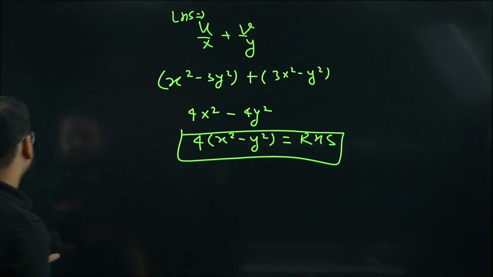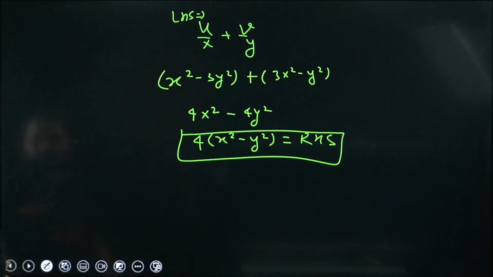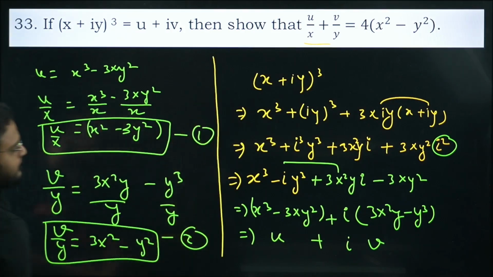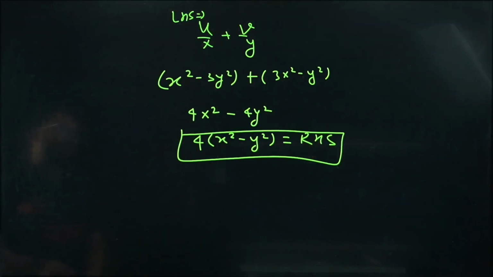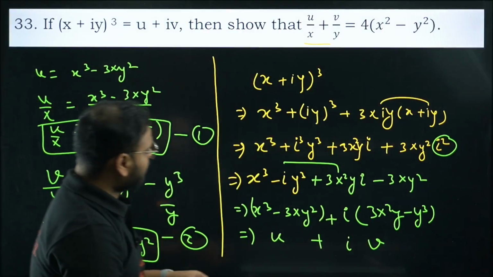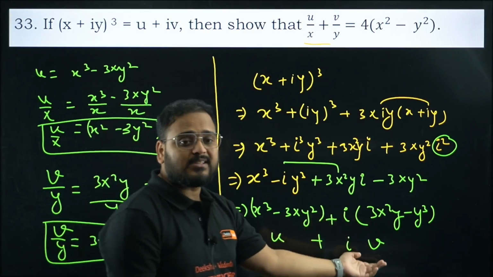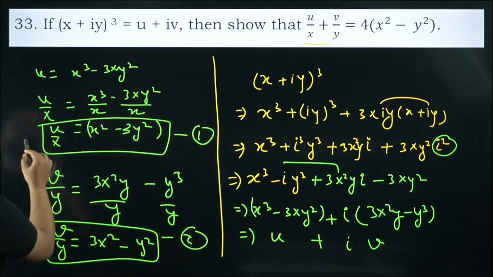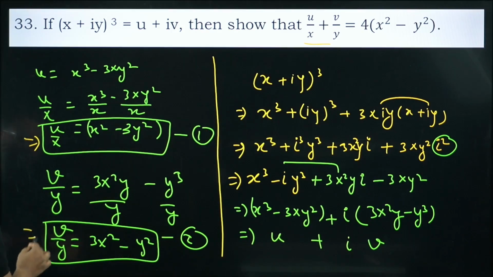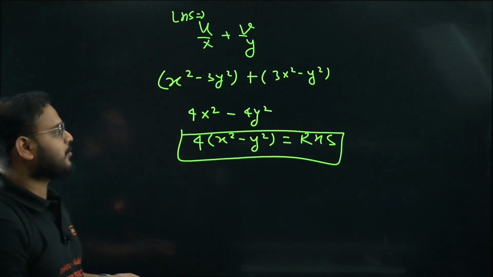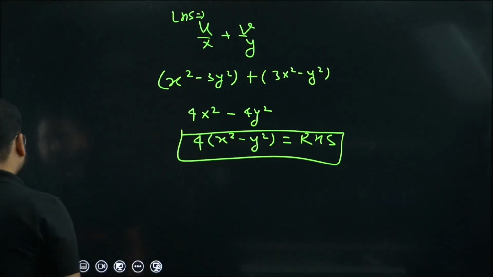I'll show you once again from the beginning. And this value, what we did? We looked for the value of u and v first by comparing real and imaginary parts. From there we had to find u by x, so we did that. V by y, we did that. After getting these two equations, we use them in the LHS part to get the RHS equal to 4 times x square minus y square, hence verified. Okay. Please check. This is clear.